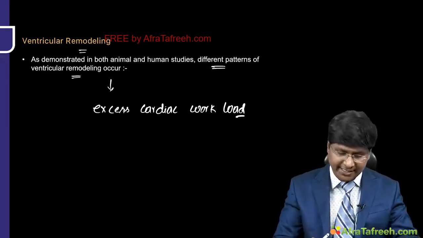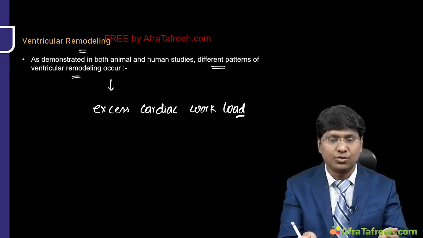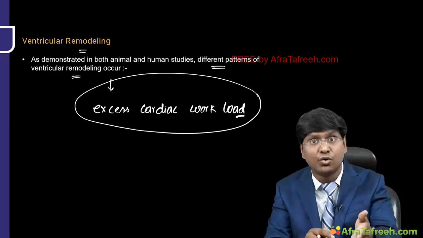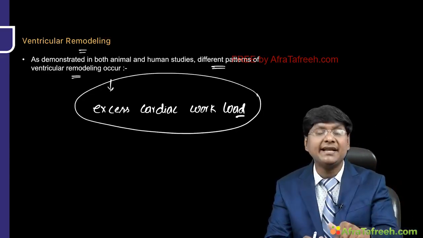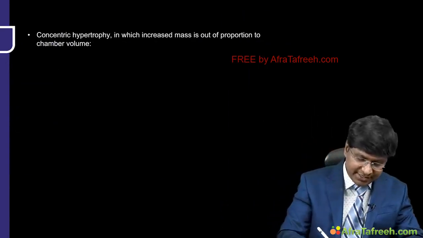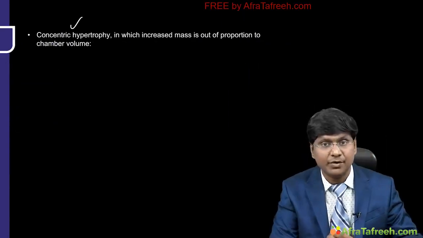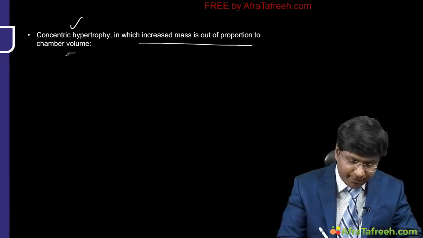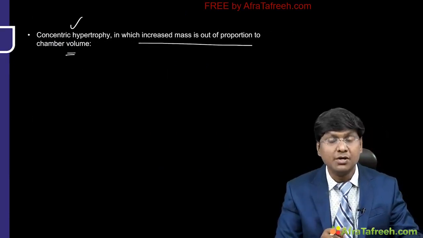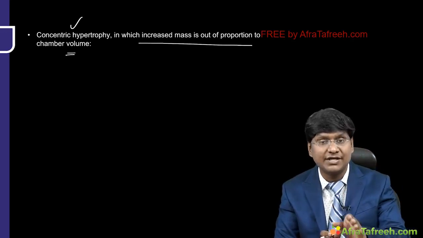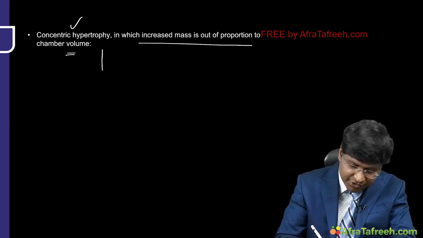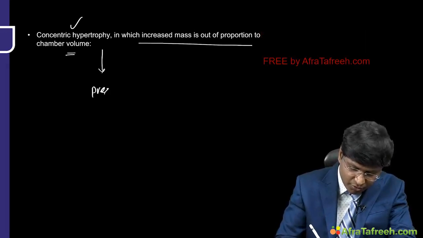Take patients with pressure overload: if this excess cardiac workload is in the form of pressure overload, the cardiac remodeling that happens is concentric hypertrophy, in which increased mass is out of proportion to the chamber volume. What are the etiologies causing concentric hypertrophy, or the pressure overload conditions?